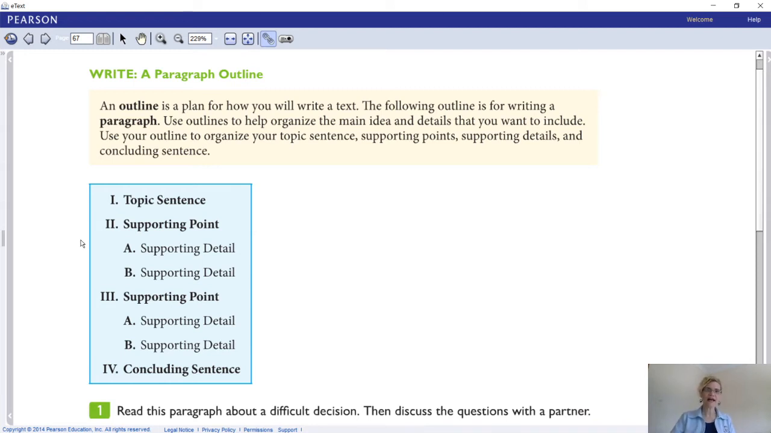Yeah? An outline is a plan of how you will write a text. The following outline is for writing a paragraph. Use outlines to help organize the main idea and details that you want to include. Your topic sentence, supporting points, supporting details, and concluding sentence. Your outline.